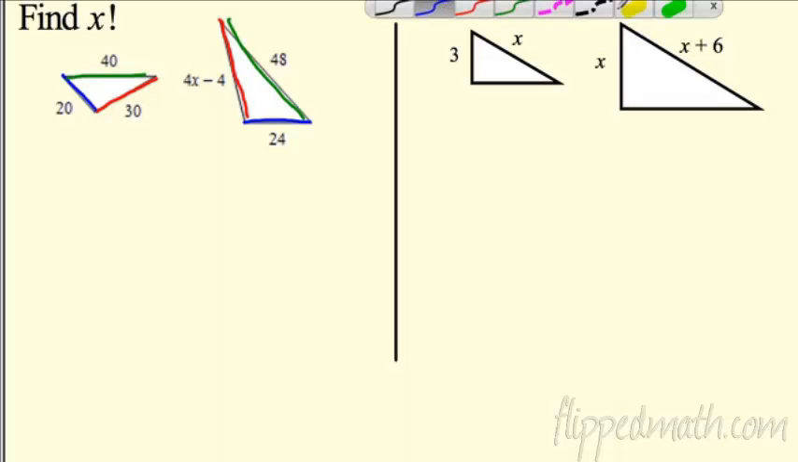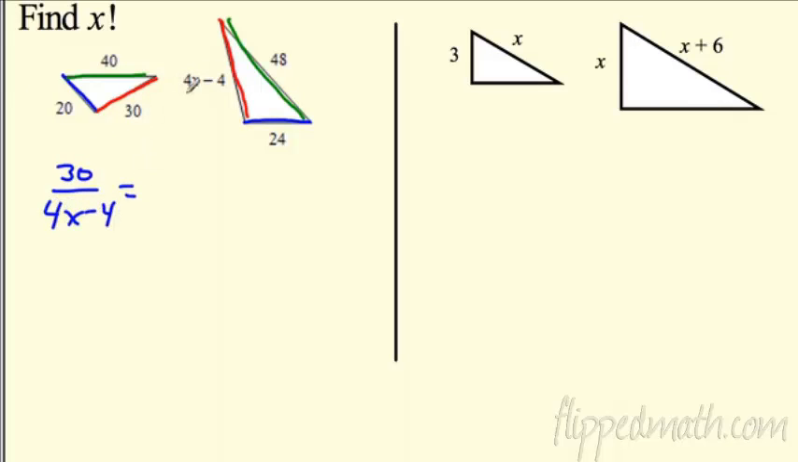Lots of options here, you know. As long as you're consistent, small to big or big to small. I'm going to go red. Let's do red. So we're going to go 30 is to 4x minus 4. And matches what? Let's do green. Let's say 30 is this side is to this side, so 40 is to 48. Awesome. Can we cross multiply and solve?